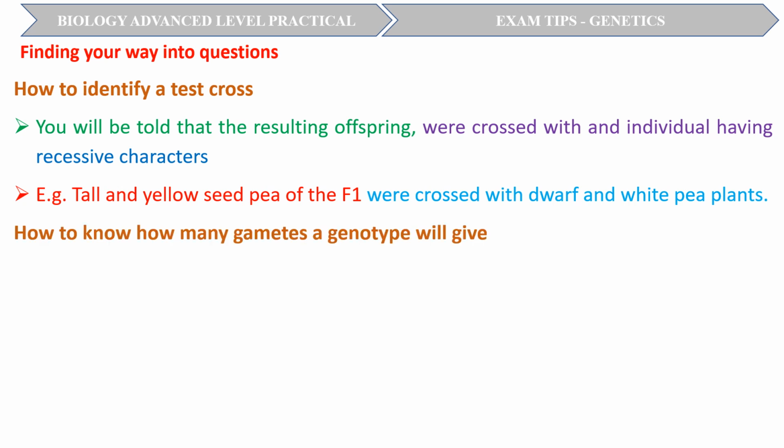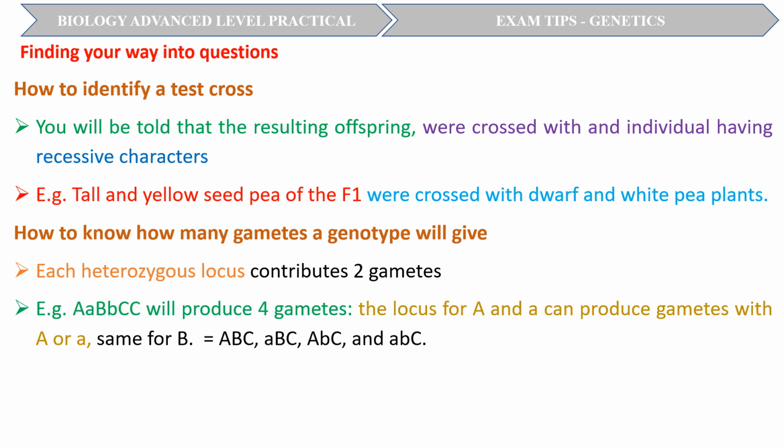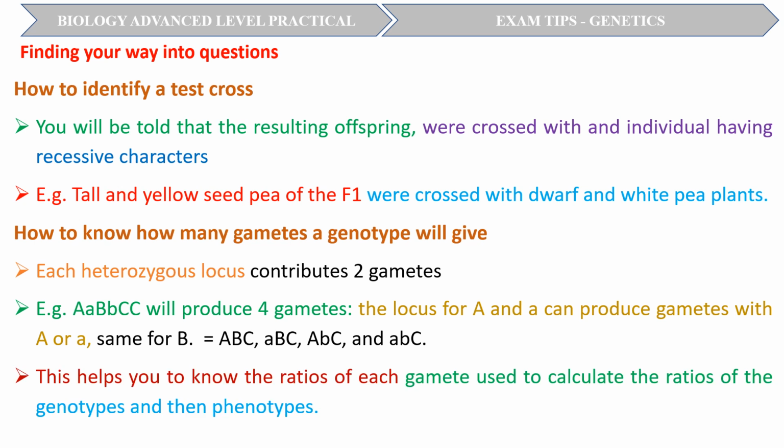You may also need to form gametes from a genotype. You should already know how many types of gametes will be produced. Count the number of heterozygote loci in the genotype. Each heterozygous locus contributes 2 gametes. For example, the genotype AaBbCc, a trihybrid cross, will produce 8 gametes. The locus for capital A and small a can produce gametes with allele capital A or small a, same for B. This helps you to know the ratios of each gamete, which you will use to calculate the ratios of the genotypes and then phenotypes.